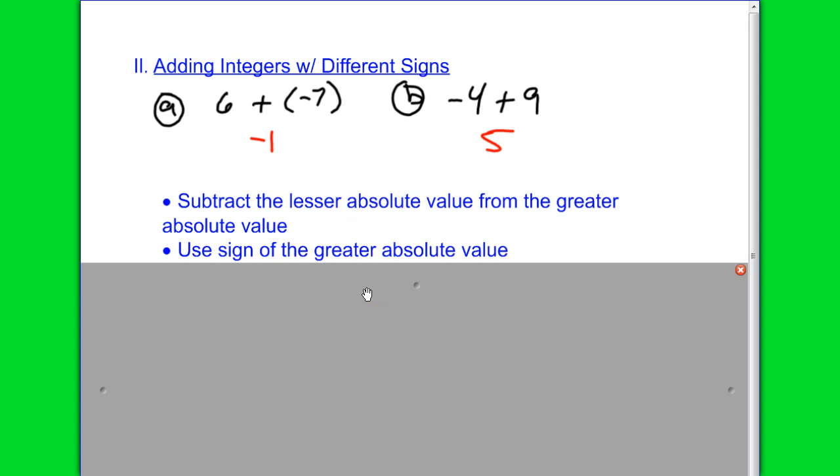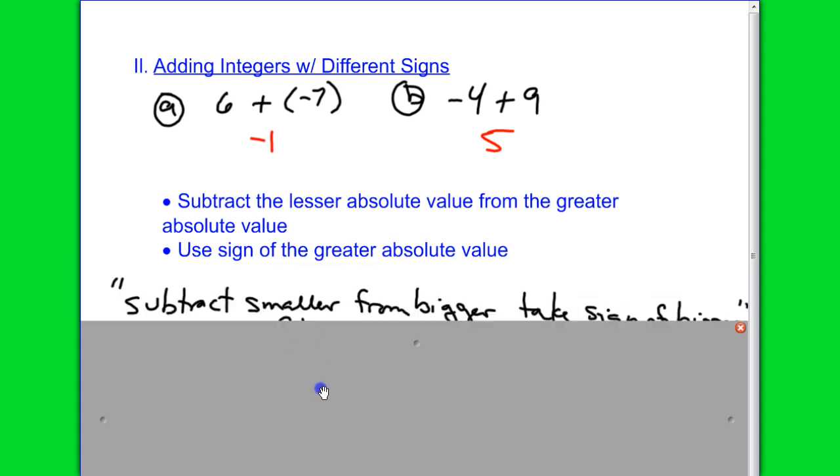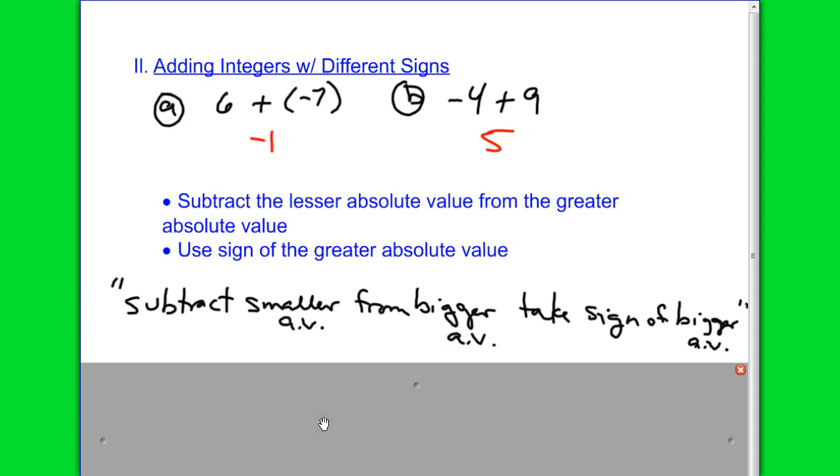That's kind of a lot of words to say. So often I'll just use a little phrase that isn't perfectly mathematically accurate, but it reminds us of this. I'll say you subtract the smaller from the bigger and take the sign of the bigger. Let's look up here. If I subtract the smaller, that's 6 from the bigger, 7 minus 6 is 1, and then take the sign of the bigger. Now, is -7 really bigger than 6? No, but when I say smaller and bigger, I'm talking about absolute values. Which one's bigger that way?